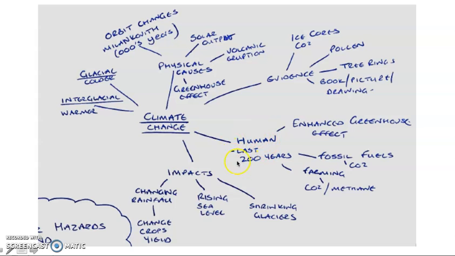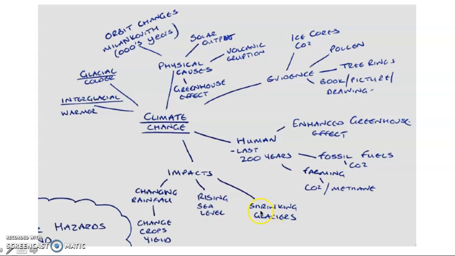Now, things have changed rapidly over the last 200 years because of the enhanced greenhouse effect, and this is mainly due to fossil fuel burning and farming, leading to more CO2 and methane in the atmosphere, reflecting more of the energy, so putting a thicker blanket on. And there are three main impacts you need to know about. That there are changing rainfall patterns. Sometimes there's more rainfall, sometimes less, sometimes in the same places, just at different times of year. And this is important because it can have a big impact on food production, the amount of crops produced.